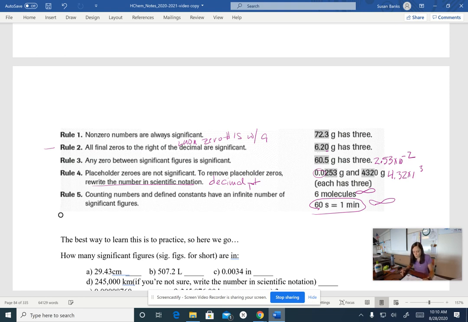So rule number 1, non-zero numbers right here are always significant. Okay, so 72.3 will have 3 significant figures.